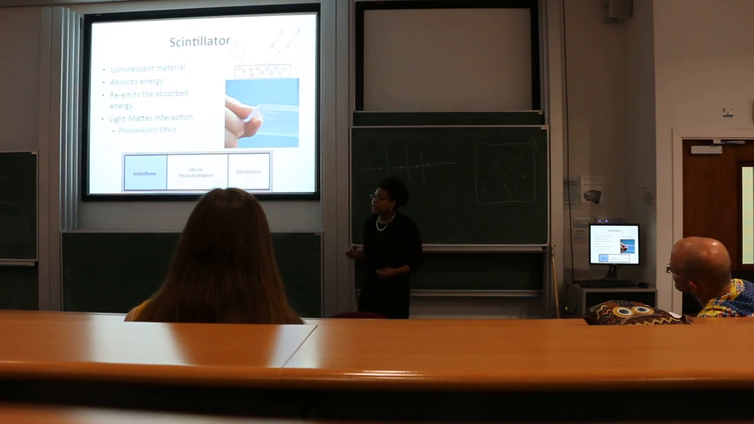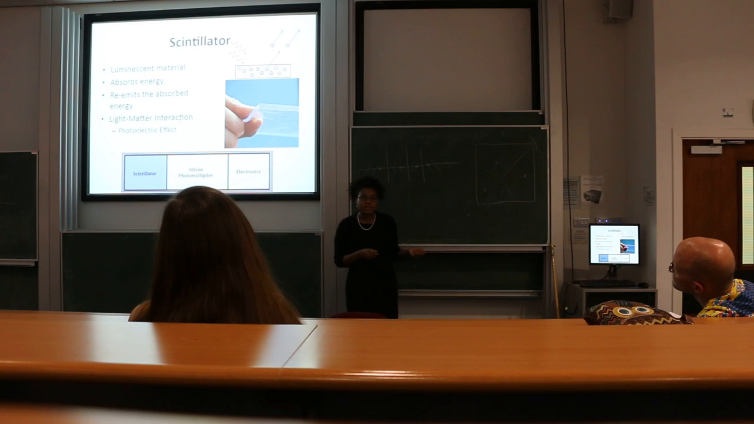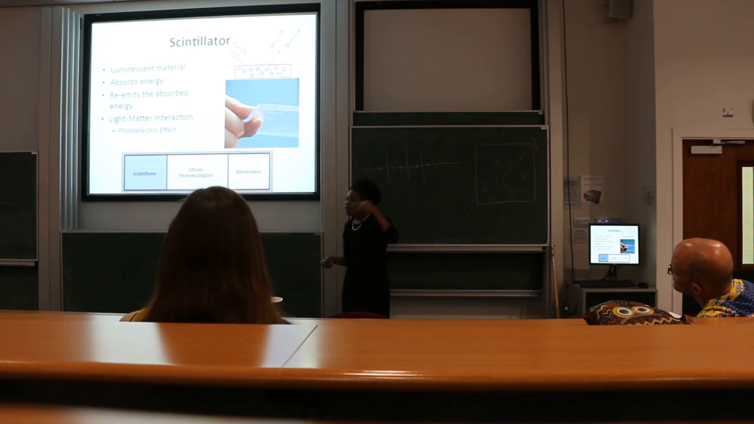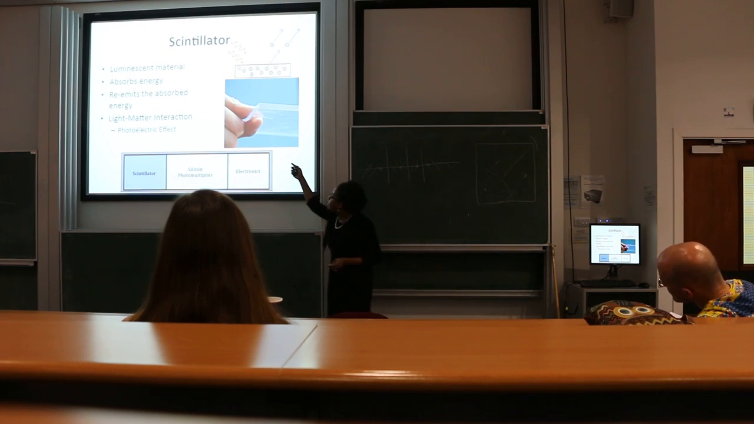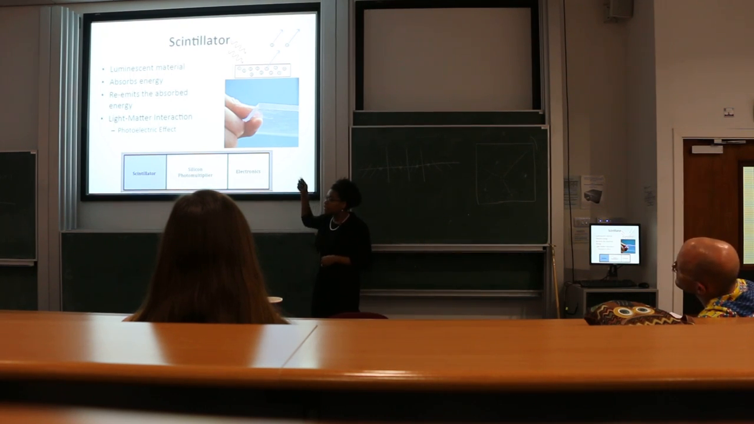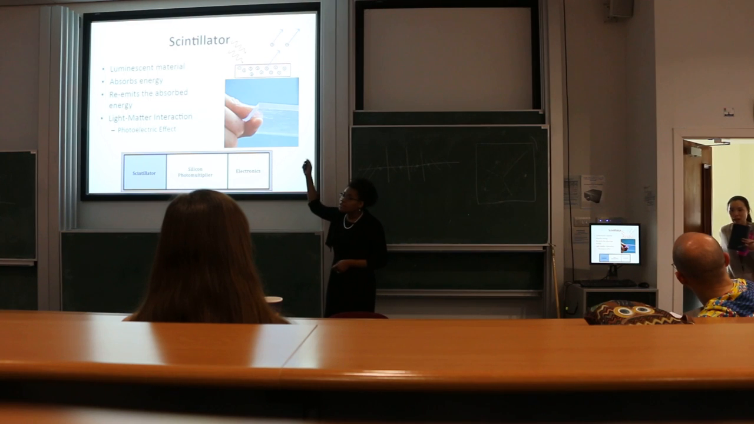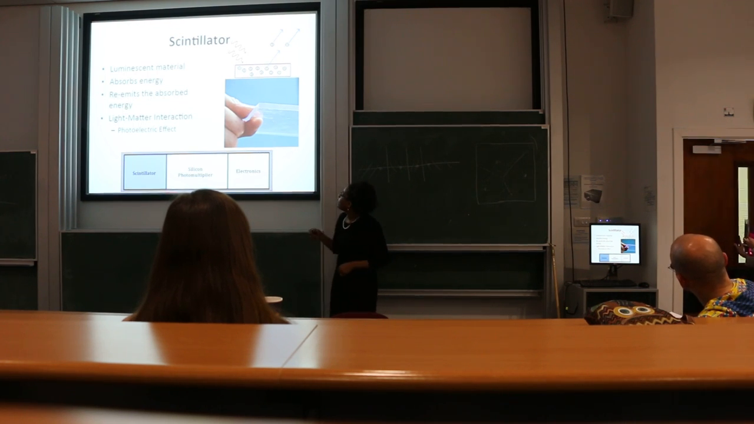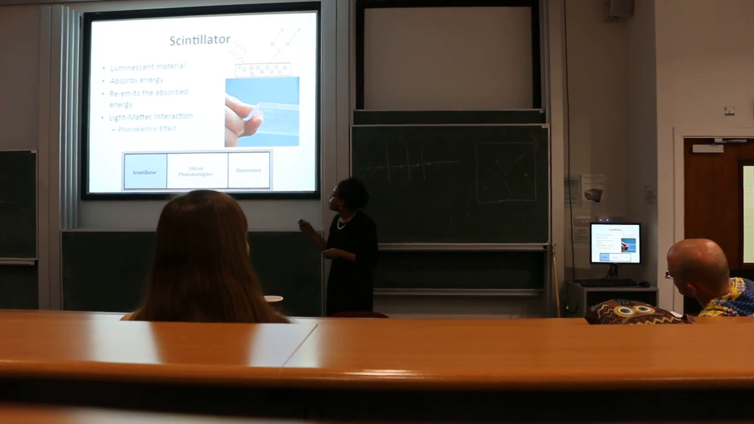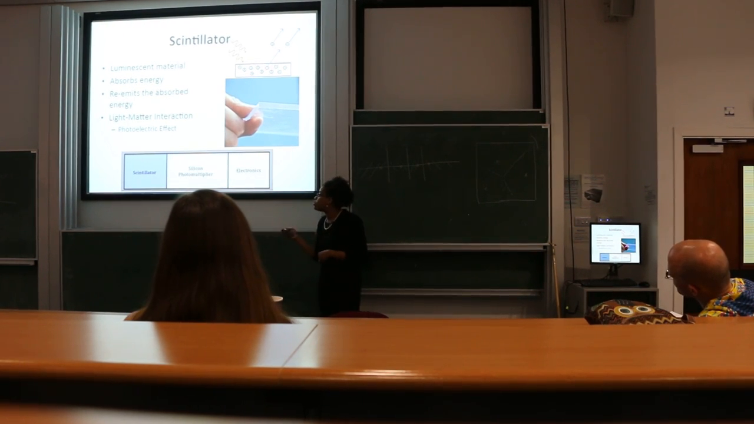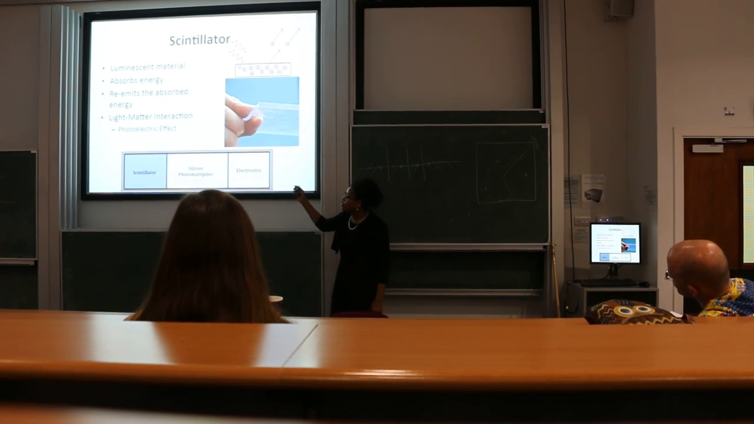So what exactly does a scintillating material do? You have radiation and a scintillating material, and that's a picture of what common plastic scintillating material looks like. It's a material that will luminesce once it's hit by radiation. Radiation comes in and excites the electrons in the material. After the material has been excited, it's going to emit photons because of the change in energy states. What I'm describing is basically the photoelectric effect.